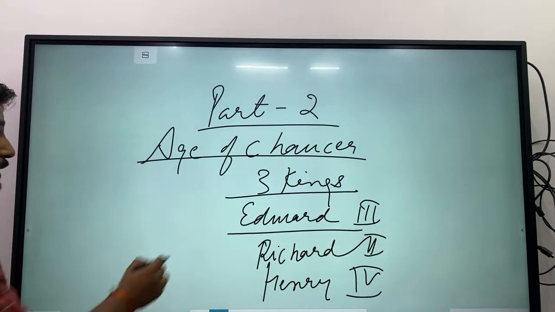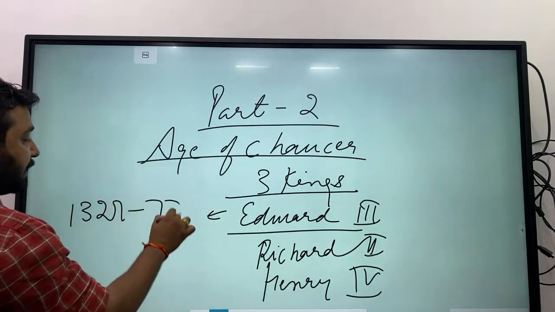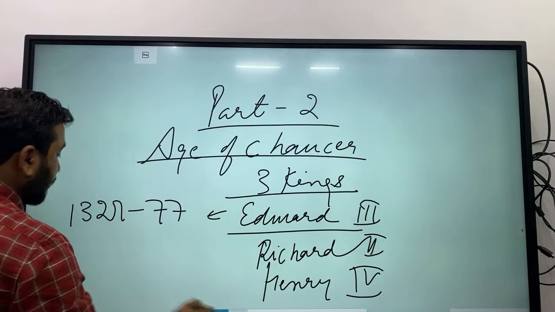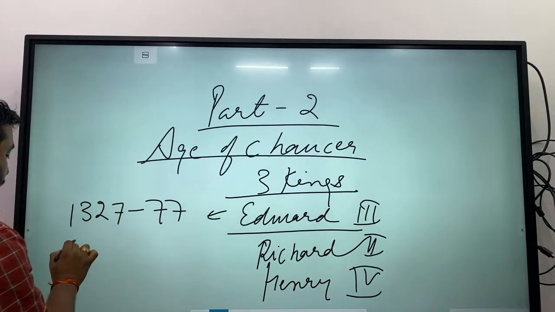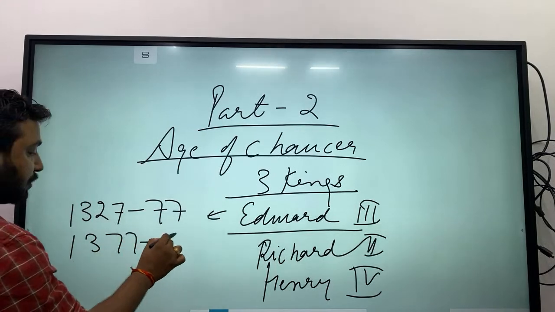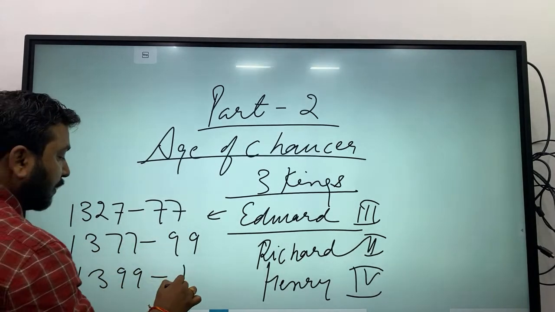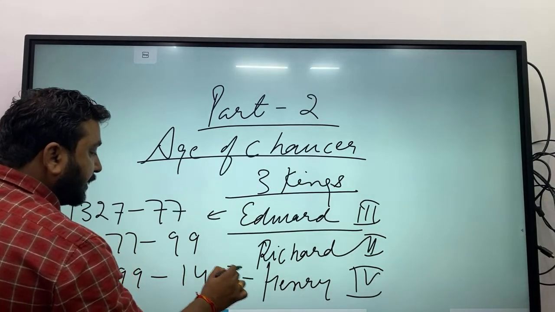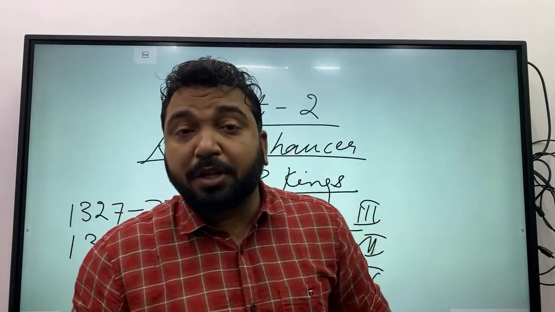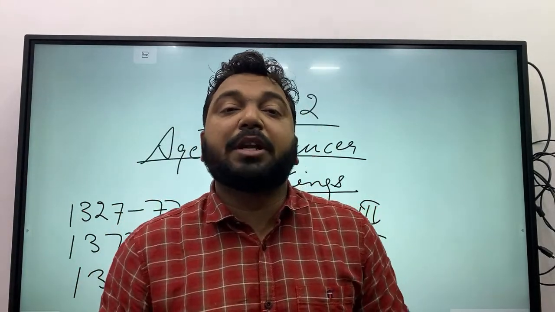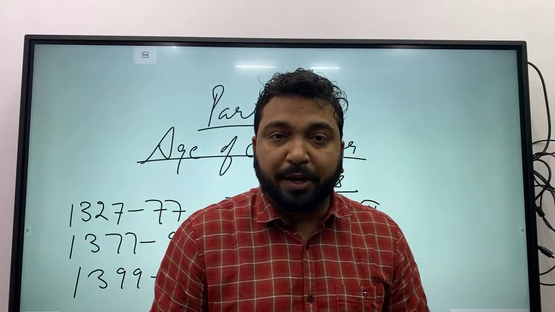We have also talked about their timings. 1327 to 77, approximately 50 years. Then 1377 to 1399, then 1399 to 1415. These are the time durations of these kings. So we have talked about these things. We have talked about the concept of religion, the corruption of church, and why this age is called the first modern age.